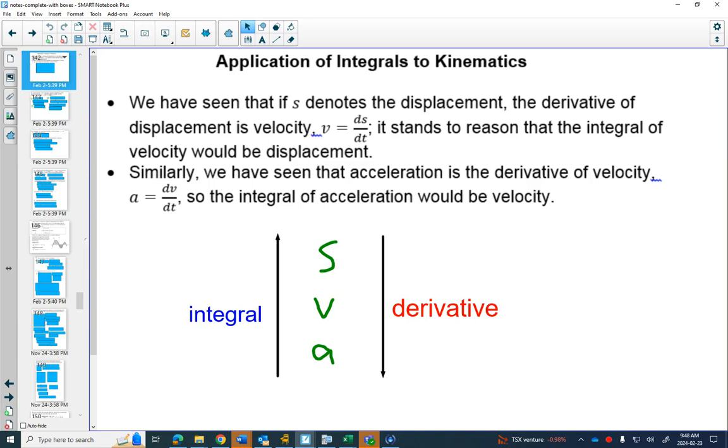Right? So in derivatives, we took displacement, we took the derivative, we got velocity. We took the derivative of velocity, we got acceleration. But what happens if you started with acceleration? Well, you could integrate and get back to velocity. And if you had an initial condition, it's like a solving for C kind of question, you could find the actual velocity equation. And if you had additional information about displacement and worked backwards, you could solve for the actual displacement formula.